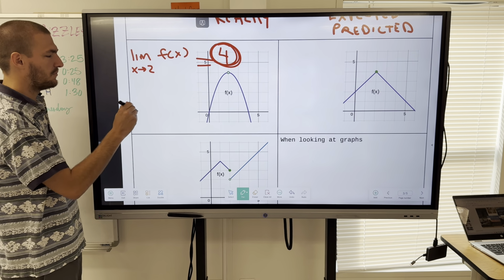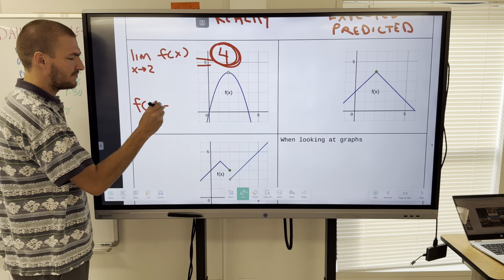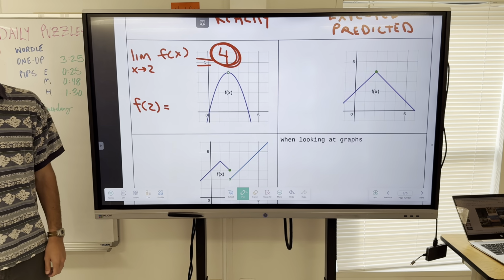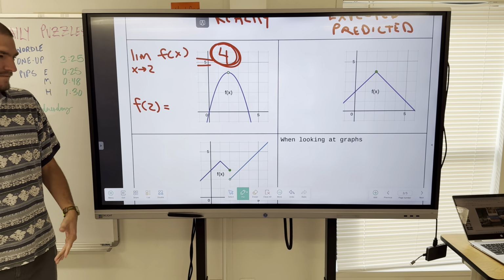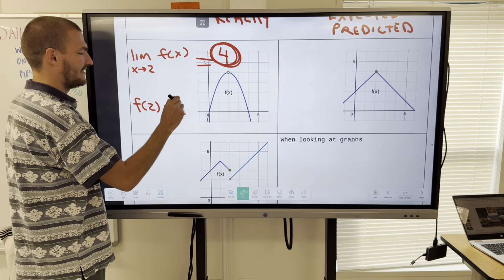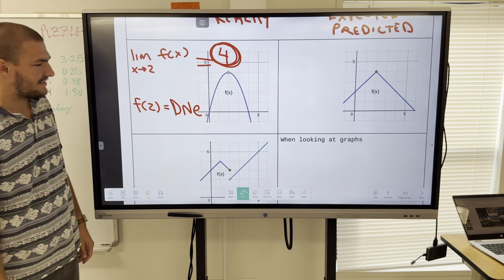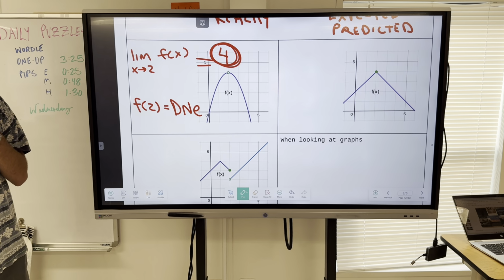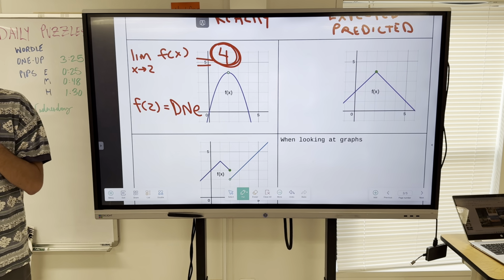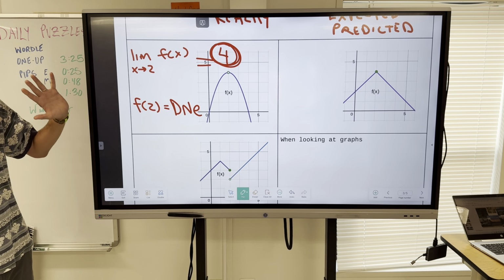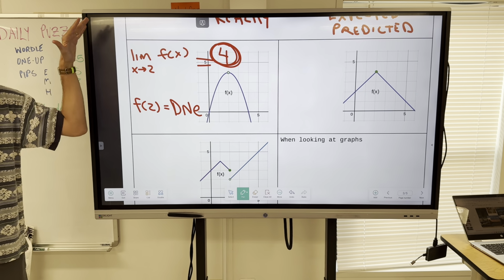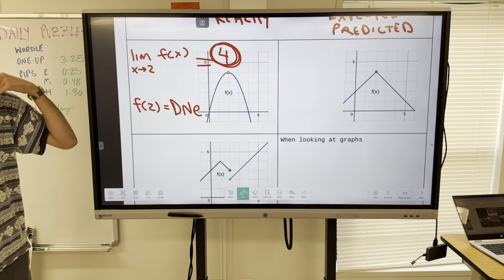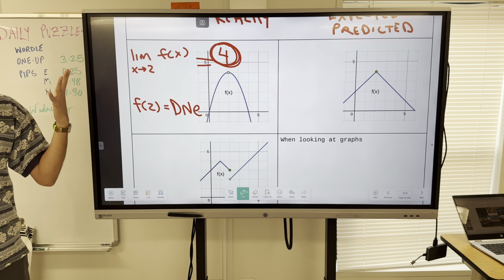But what is f of 2? Does not exist. So again, key concept, we gotta keep these two things separate in our brain. They're not the same. But they're both easy, both separate.